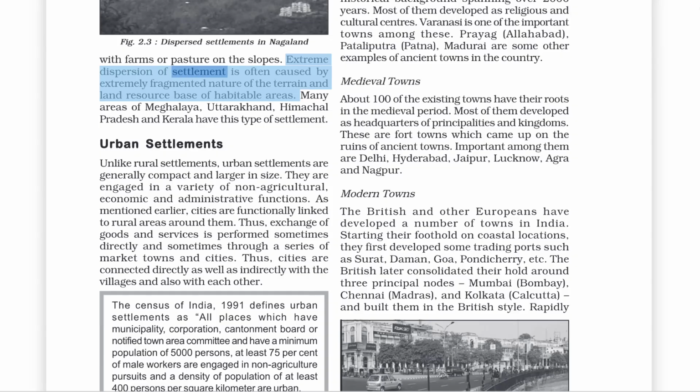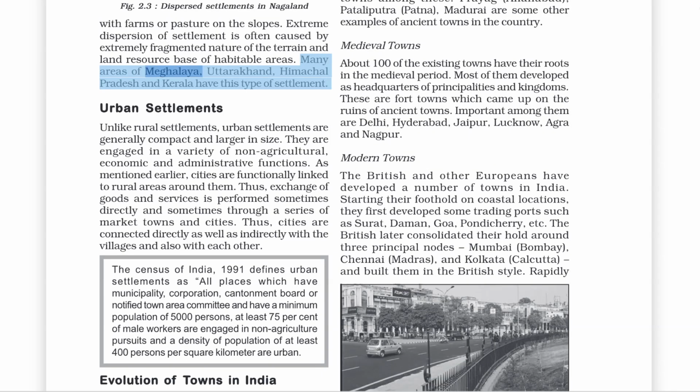Extreme dispersion of settlement is often caused by the extremely fragmented nature of the terrain and land resource base of habitable areas. Many areas of Meghalaya, Uttarakhand, Himachal Pradesh, and Kerala have this type of settlement.